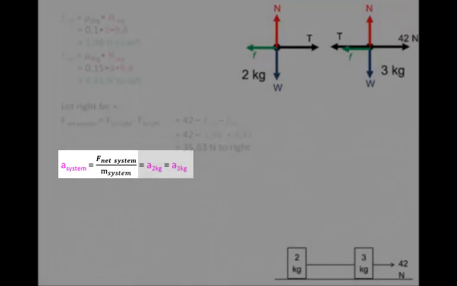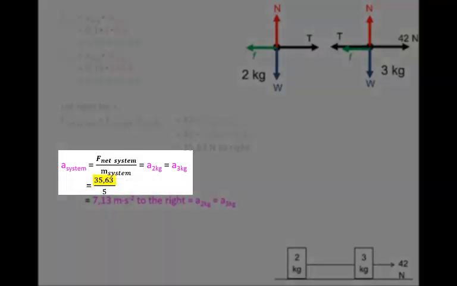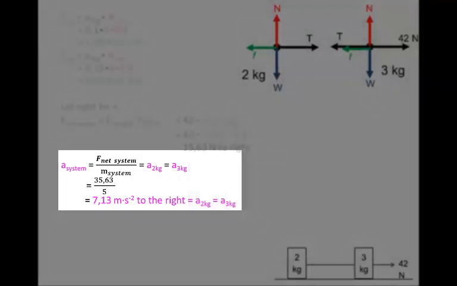And that is the same then as the acceleration of either of the two bodies because the whole system accelerates together. So we know the net force acting on the system, we calculated it just now as 35.63. The mass of the whole system is 2 kilograms plus 3 kilograms, 5. And so the acceleration of the whole system is 7.13 meters per second squared. The net force acted to the right, and so the acceleration of the system is also to the right. So that's the acceleration of each of the blocks as well.